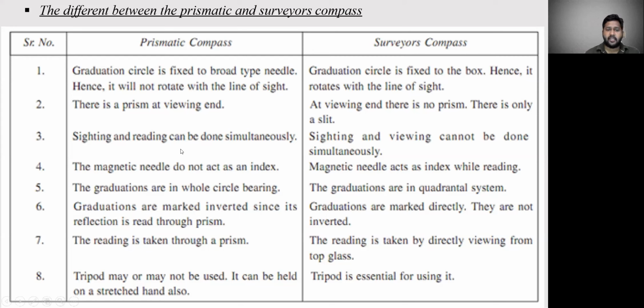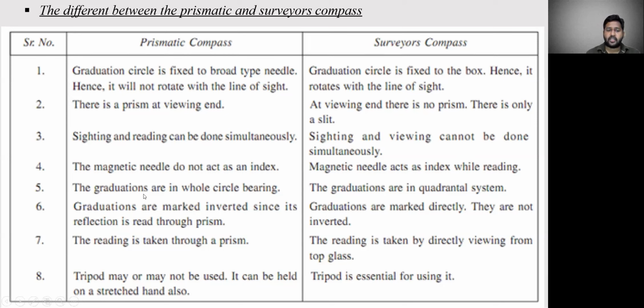Sighting and reading can be done simultaneously in the prismatic compass. Sighting and reading cannot be done simultaneously in the surveyor compass. In the prismatic compass, the magnetic needle does not act as an index. In the surveyor compass, the magnetic needle acts as an index while reading. Whatever bearings we collect, we measure those readings as index readings.